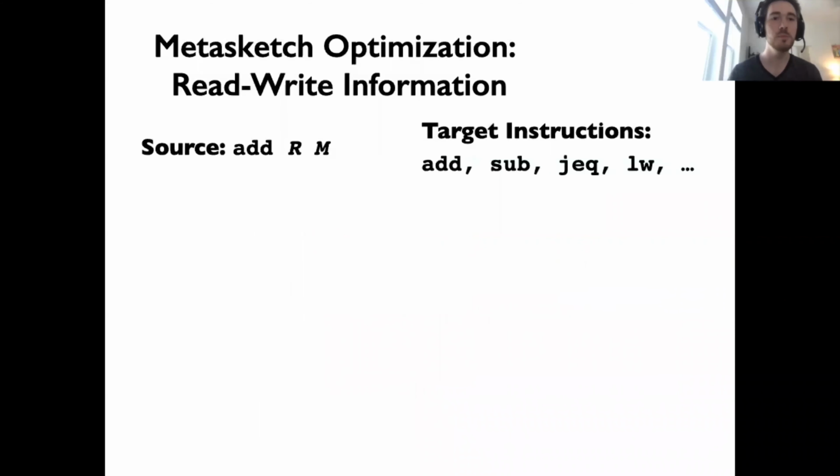Let's now discuss our 2 main metasketch optimizations, the first of which is the read-write sketch. This sketch takes advantage of read and write information. Specifically, JITsynth restricts sketches to only include instructions that read from and write to the same parts of the state. Recall that a state is made up of registers, memory, and a program counter. Here, the eBPF add instruction reads R, a register, and writes a new value to R.